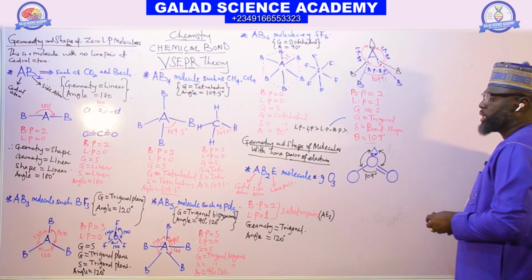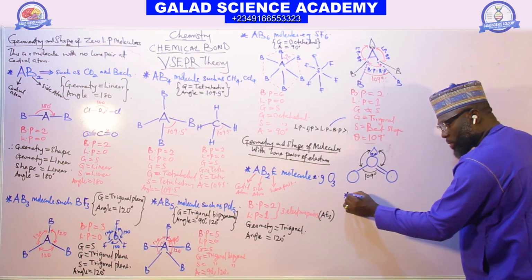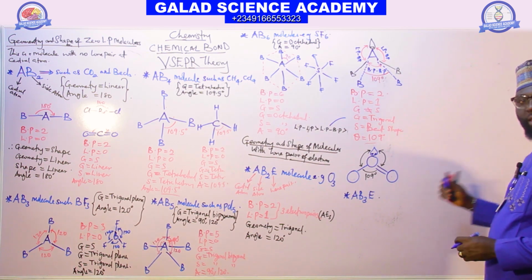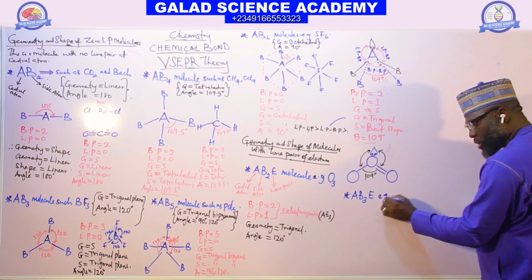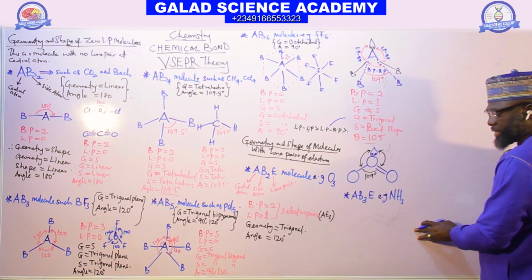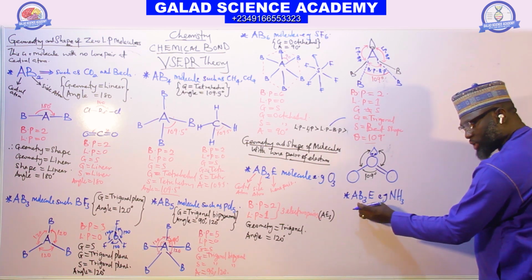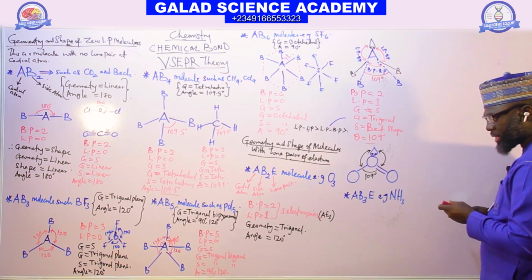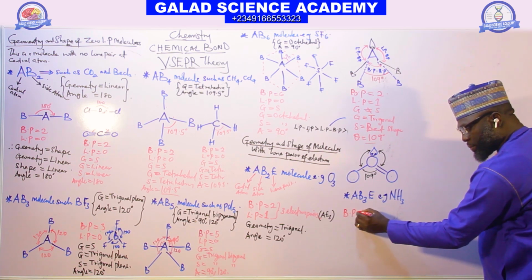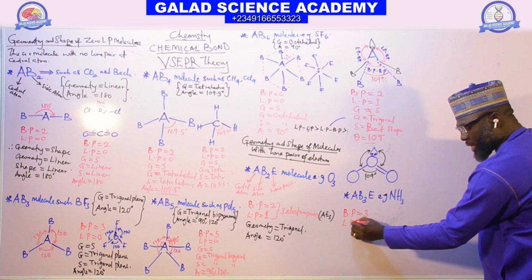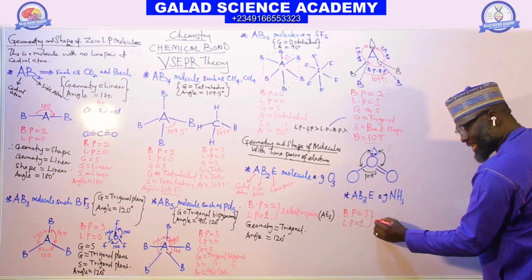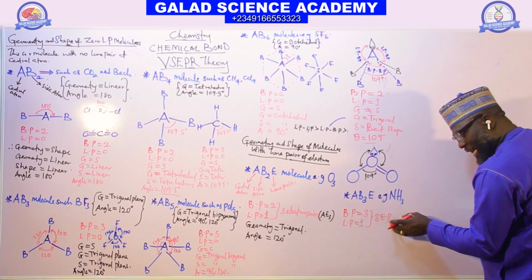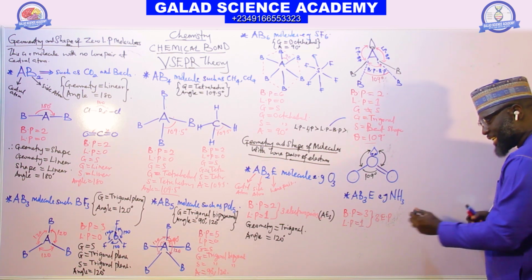The second one is a molecule of AB3E. For a molecule of AB3E, for example, we have ammonia, NH3. Here, this is the central atom, this is the side atom, this is the lone pair. The number of bond pairs here is 3 and the lone pair is 1. Automatically, we have 3 electron pairs.